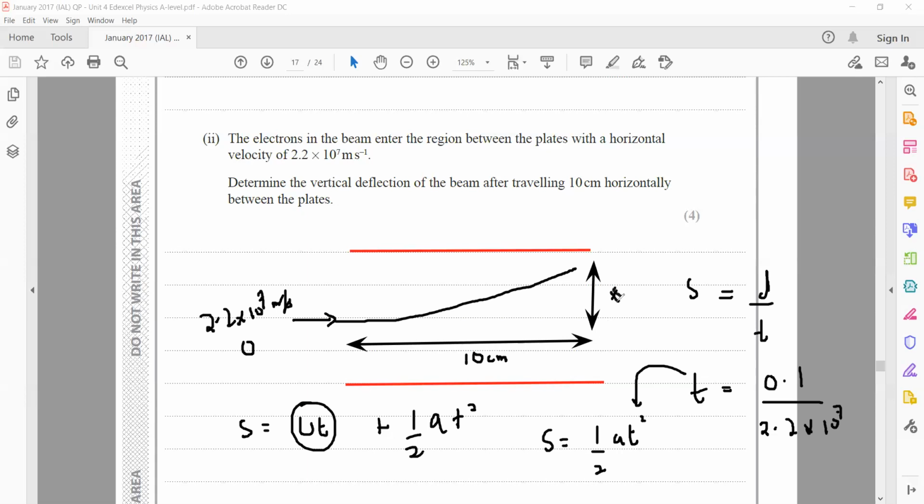But what about acceleration? How can I find acceleration? I have the formula F = ma, so a = F divided by m. F we already worked out in the previous part, the force experienced by the electron, and m is the mass of the electron. So I will get the acceleration. I will substitute the time, divide by time squared, divide by 2. What I will get is this vertical displacement. Is it clear? Any discussion? Or do you want me to repeat?